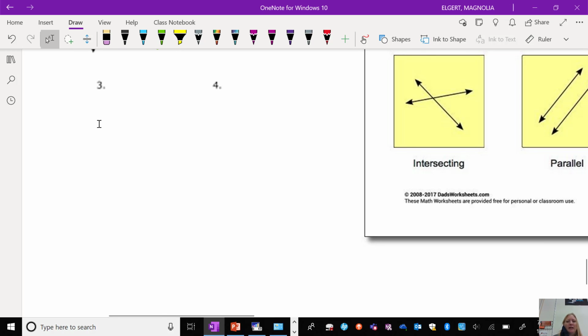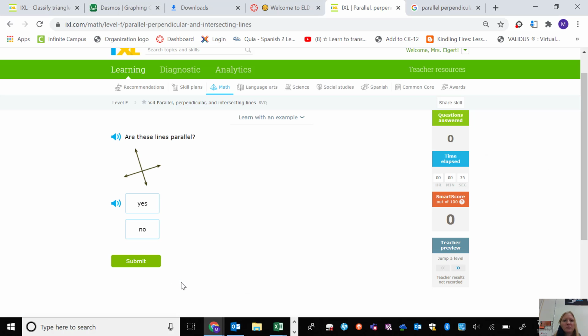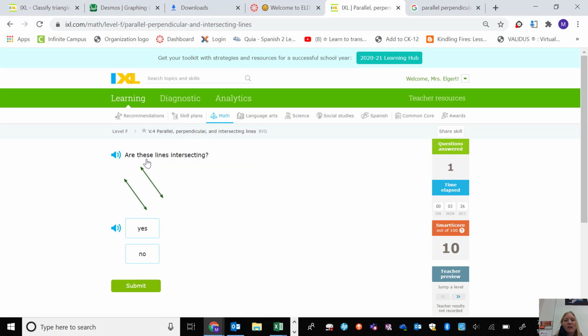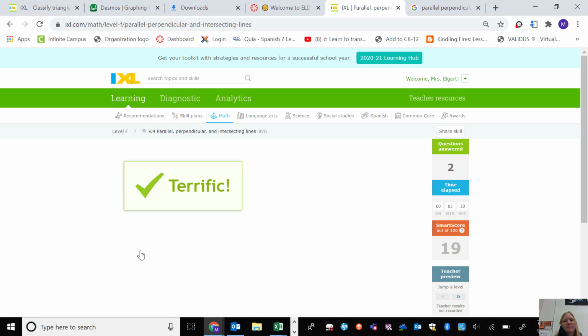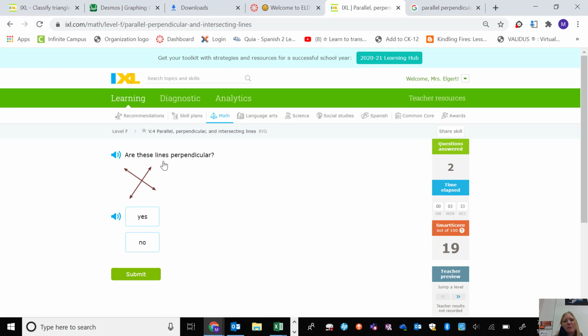So when we look at what we're going to work on today, there's a couple things here. Right here, it says, are these lines parallel? No, those are not parallel. Are these lines intersecting? No, they are not. Are these lines perpendicular? Well, this looks pretty close to me, like 90 degrees, so yes.